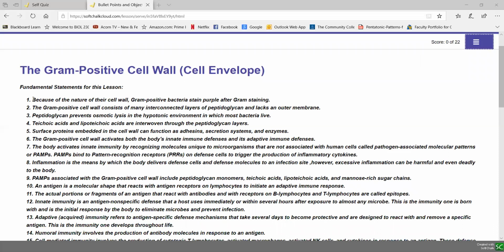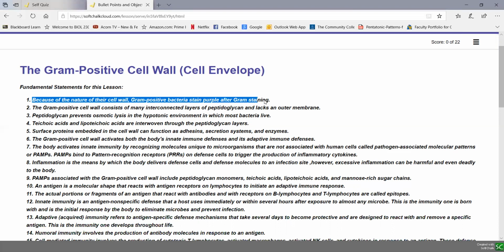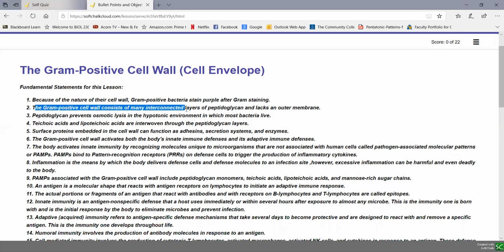Starting out with, because of the nature of their cell wall, gram-positive bacteria stain purple after gram staining. The gram-positive cell wall consists of many interconnected layers of peptidoglycan, and gram-positive bacteria do not have an outer membrane like gram-negative bacteria and acid-fast bacteria do.